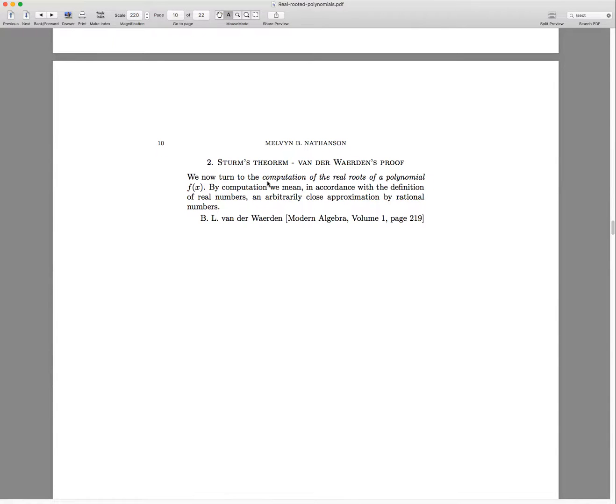But he says, we now turn to the computation of the real roots of the polynomial f of x. By computation, we mean, in accordance with the definition of real numbers, an arbitrarily close approximation by rational numbers. And he makes the point, of course, that Sturm's theorem doesn't just tell you how many roots there are, but it tells you to any degree of precision you want what they are.